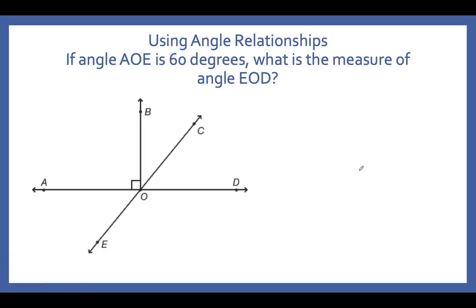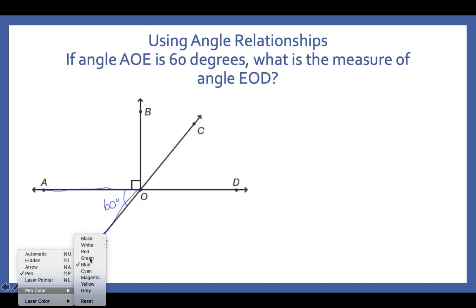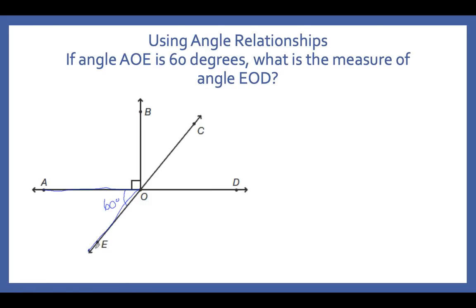It says, using angle relationships, if angle AOE is 60 degrees, what is the measure of angle EOD? Well, first, you have to figure out who angle AOE is. If I follow it, A to the O to the E, here is angle AOE, and it tells me that this angle is 60 degrees. The second thing you should ask yourself is, who is angle EOD? Well, angle EOD is this one right here, and I'm going to label him X because I don't know what he is.